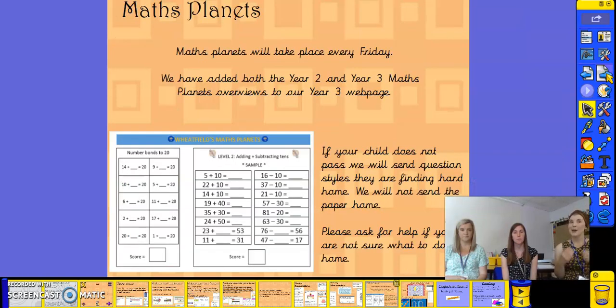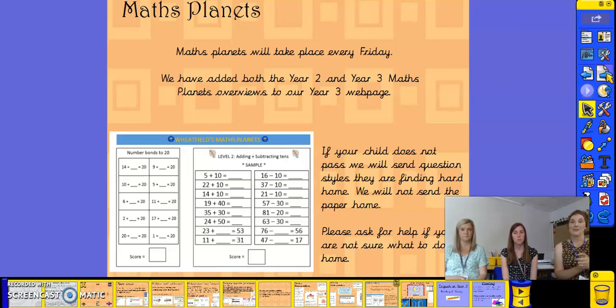We will continue to give the children Maths Planets challenges, and we will be doing our Maths Planets every Friday. So onto the website we've added both the Year 2 and the Year 3 Maths Planets overviews, so you can see the challenges that will be presented to the children.